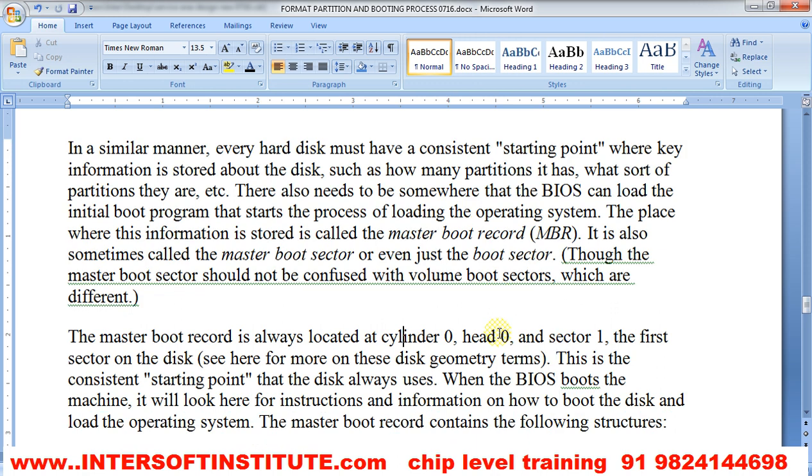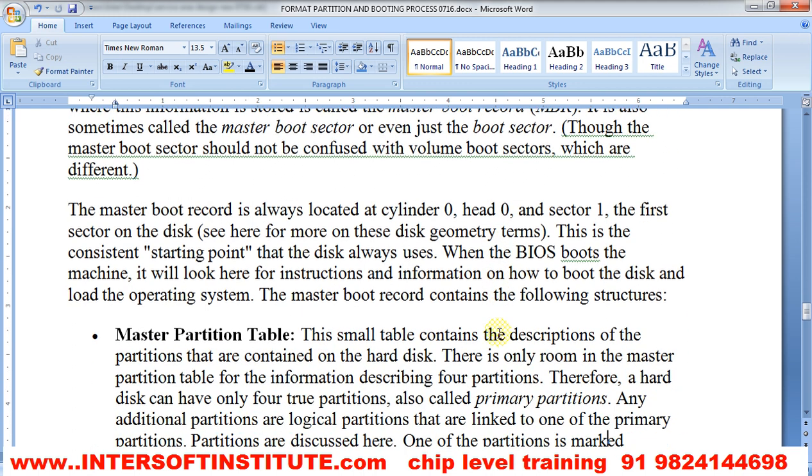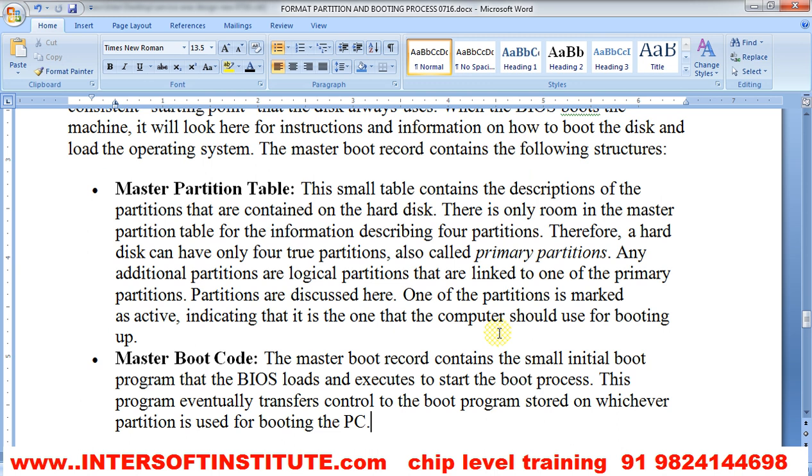The MBR is always located at cylinder 0, head 0 and sector 1. That is the MBR, the first sector on the disk; see here the geometry. In the MBR there are two parts, the master partition table and the master boot record, a small initial boot program that the BIOS loads and executes to start.